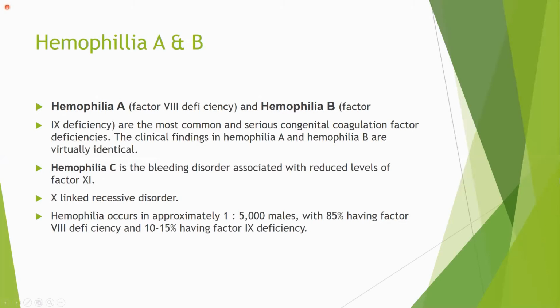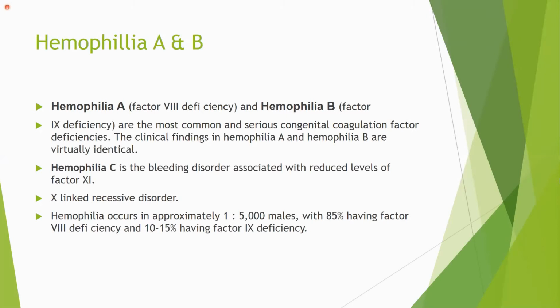Hemophilia C is the bleeding disorder associated with reduced levels of factor 11, and it is a very rare disorder. A and B are pretty common, but C is very rare. Hemophilia A and B both are X-linked recessive disorders, while hemophilia C is an autosomal recessive disorder. So it is also called autosomal hemophilia.